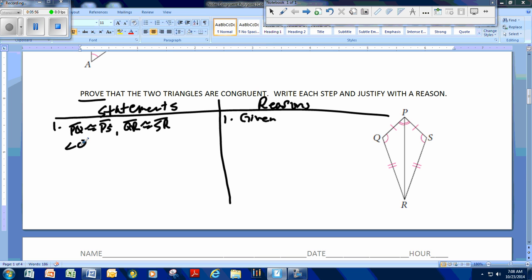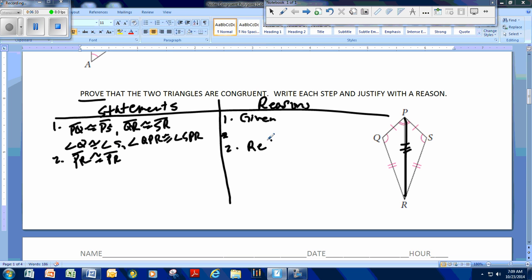Let's do the angles. We have angle Q congruent to angle S. Those are marked. And finally, we have these two angles right up here. We're going to name those with three letters. Angle QPR is congruent to angle SPR. Now, step 2. Let's see if I can get the rest of these angles and sides congruent. First, I'm going to go to the side. These two triangles share that middle side, so I can mark that congruent to itself. PR congruent to PR. Anytime something's congruent to itself, that is the reflexive property.